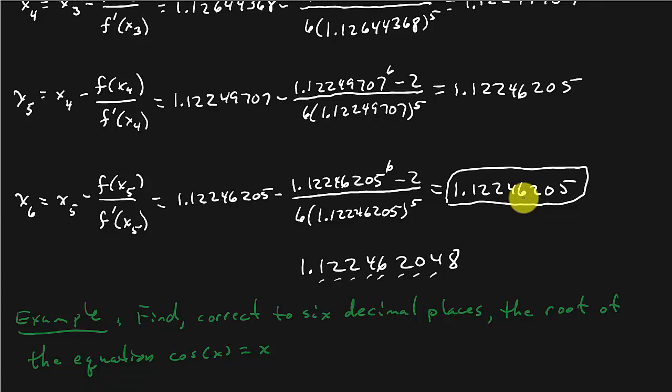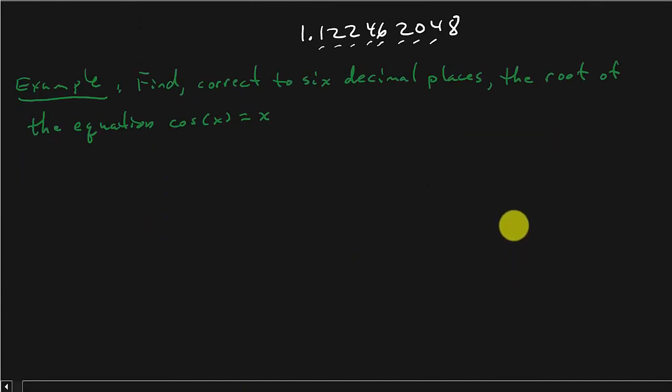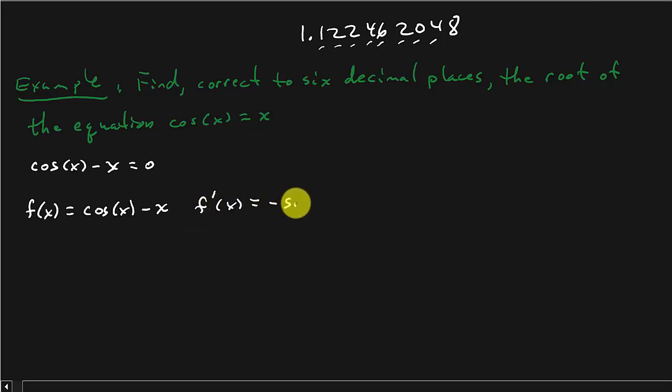All right, let's take a look at the last example. It says find correct to 6 decimal places the root of the equation cosine x equals x. All right, so let's get our equation. Let's get everything on one side. So we get cosine x minus x equals 0, just moving the x over. And so f of x is equal to cosine x minus x, and f prime of x is equal to negative sine x minus 1.